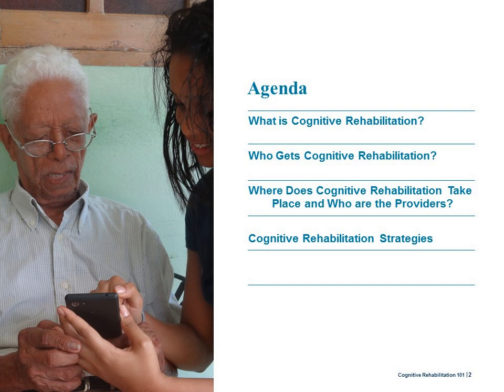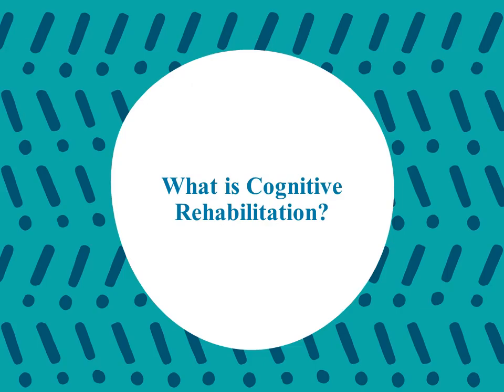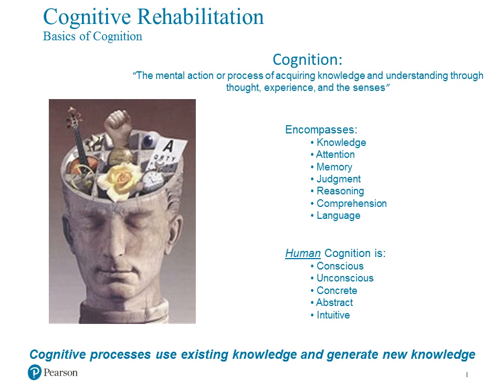We're going to talk about what cognitive rehab is, who is the recipient of cognitive rehab, where cognitive rehab takes place, who the providers are, and then cover a little bit of information about some of the cognitive rehab strategies. And so just to begin, really we have to talk about cognition first. When you talk about cognitive rehab, of course, you have to understand what cognition is.